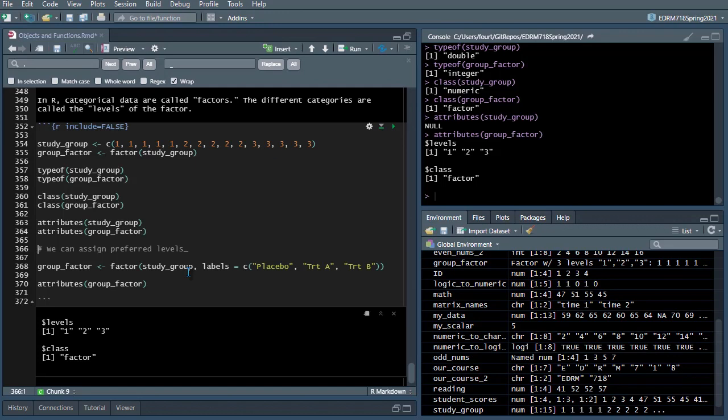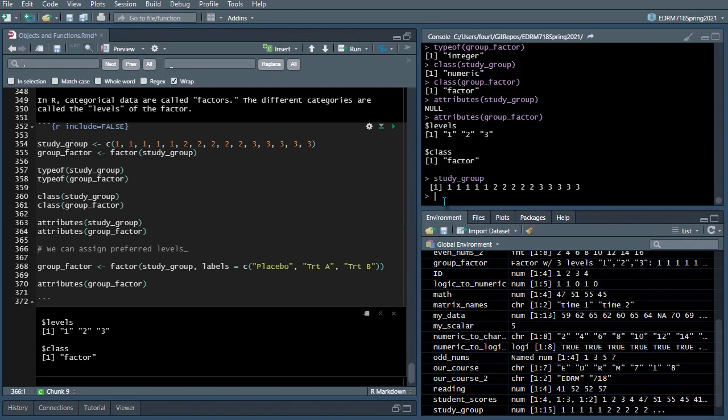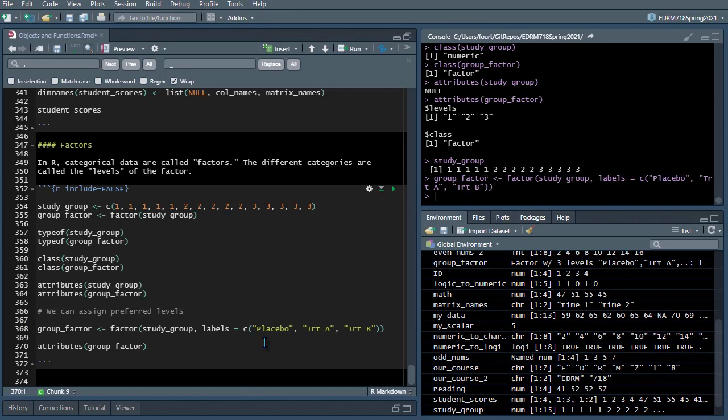If I don't want to leave these levels as the numerals 1, 2, and 3, and typically I don't, I can rename these, and I can do it with the labels command. So here I'm going to reintroduce study group. Remember that study group were just those numbers. I'm going to do this again. I'm still going to use the factor function, but I'm going to add an argument. And this argument tells R, let's go ahead and change this from 1, 2, 3 to placebo, treatment A, and treatment B. So I'm going to go ahead and run that.